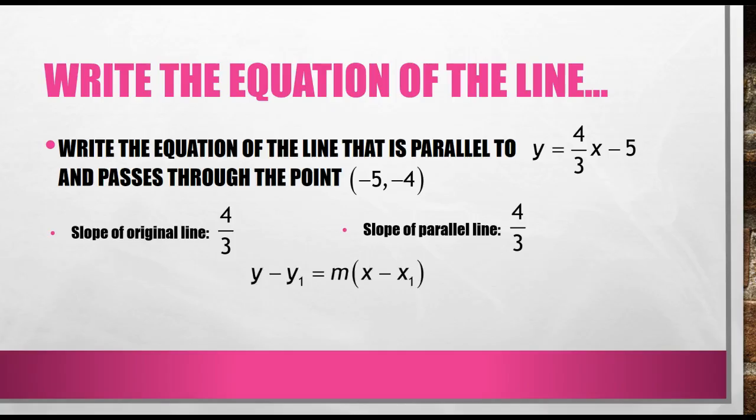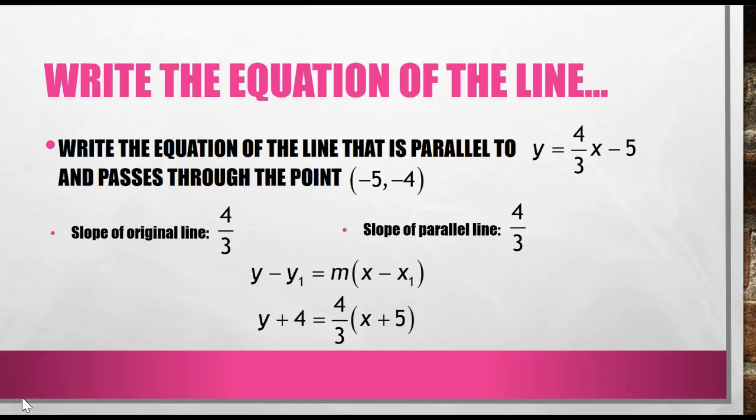To write the equation, I would recommend not using slope-intercept form, and I would recommend point-slope form. With point-slope form, all you need is the slope, which we know is 4/3, and the point, which is -5, -4. So I would substitute my values. And this does not look simplified, so I would simplify to y plus 4 equals 4/3 times x plus 5.